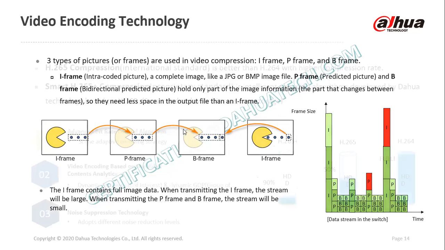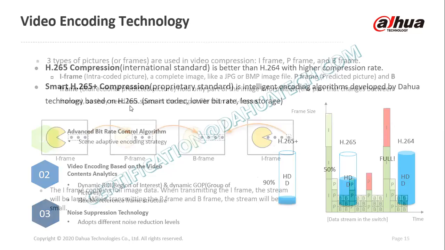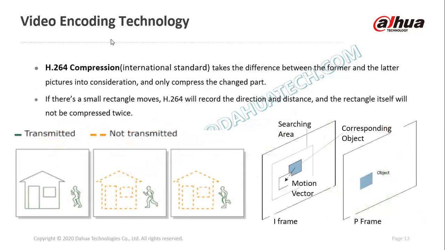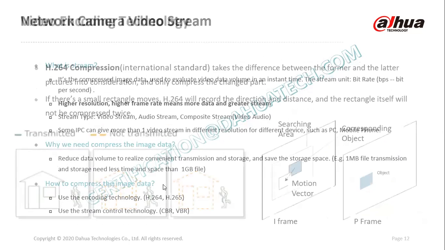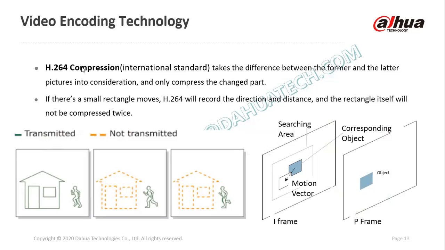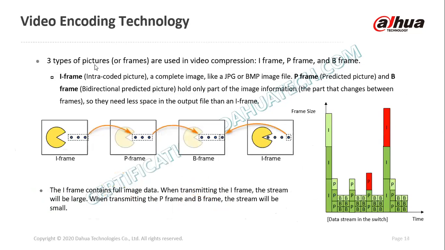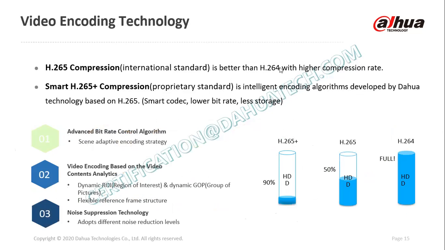You can check this later. But the important thing is just to know the compression technology that exists, that is H.264 and H.265. H.265 is better than H.264 with a high compression rate.